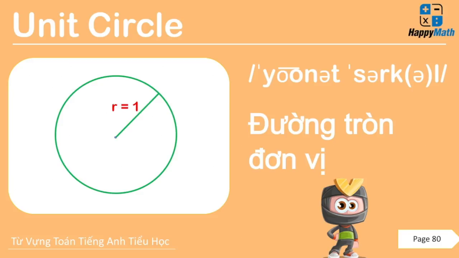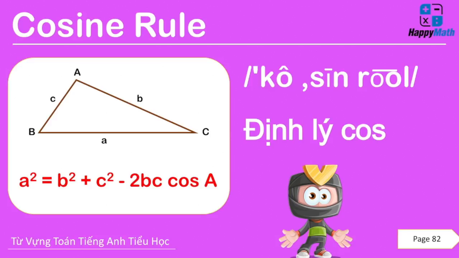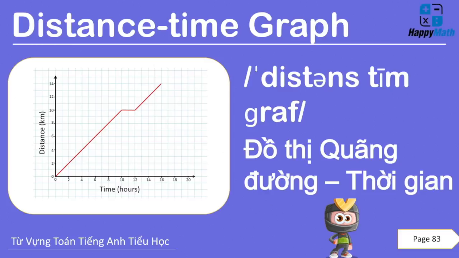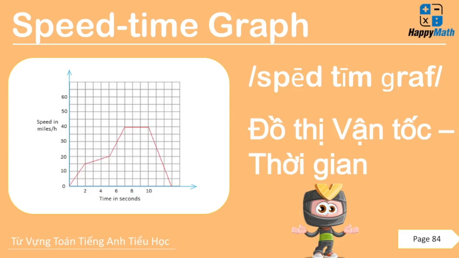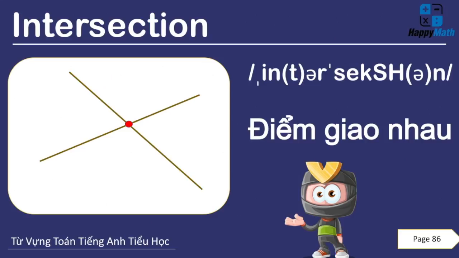Unit circle. Sine rule. Cosine rule. Distance time graph. The graph where you find the relationship between distance and time. Speed time graph. Another way to present the relationship between speed, time, and distance. Intercept. Intersection. The common point between two lines.